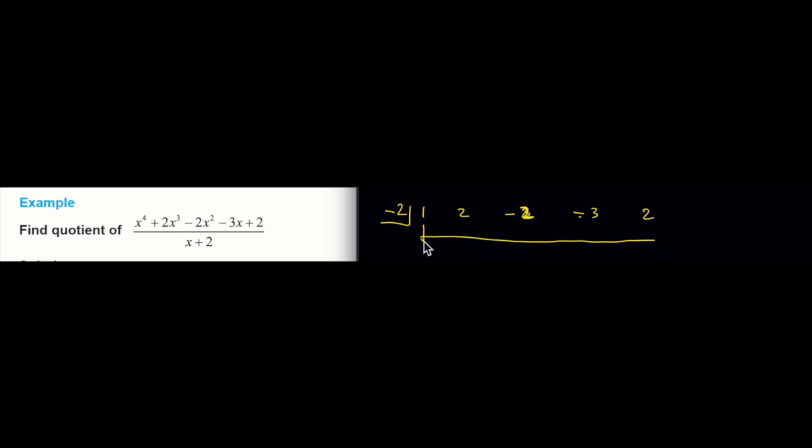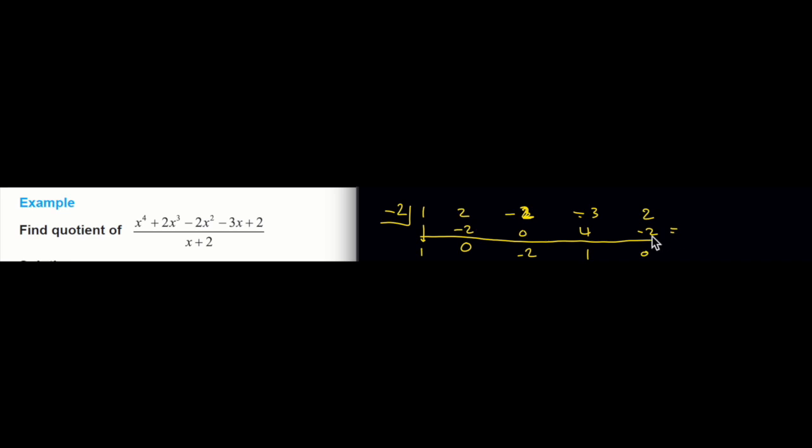Write down the first number, which is 1. 1 times negative 2 equals negative 2. Their sum is 0. 0 times negative 2 equals 0. Negative 2 plus 0 equals negative 2. Negative 2 times negative 2 equals 4. Negative 3 plus 4 equals 1. 1 times negative 2 equals negative 2. Their sum equals 0. How can I write the final answer?